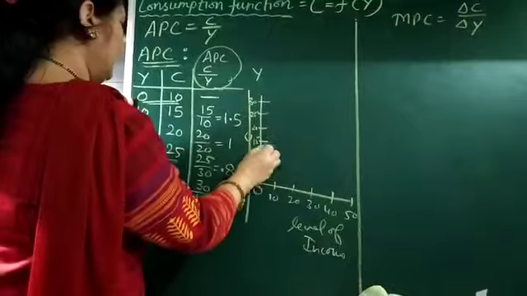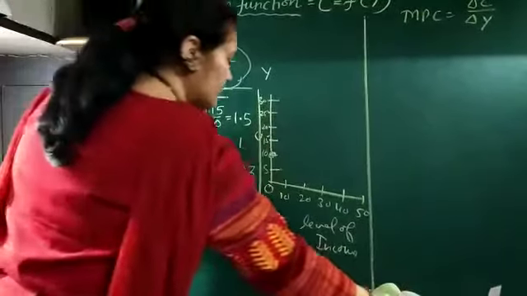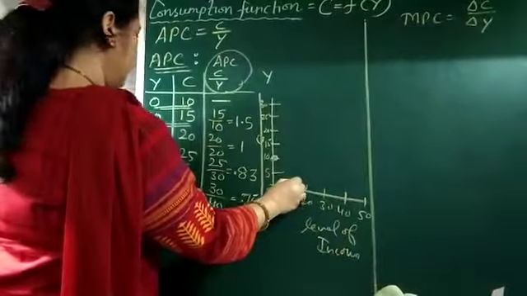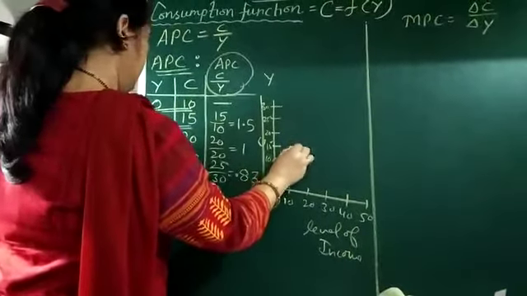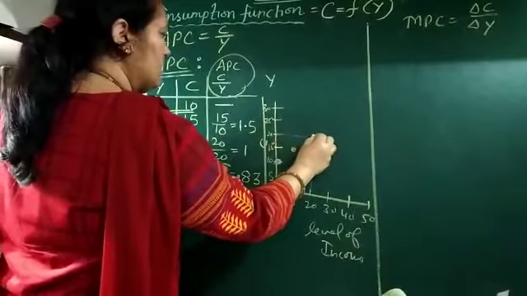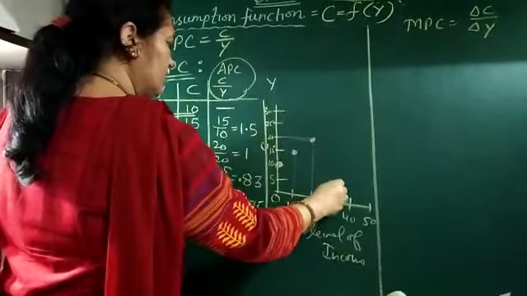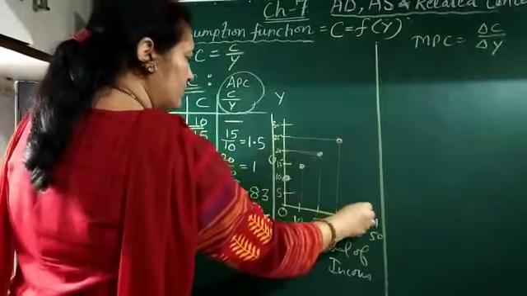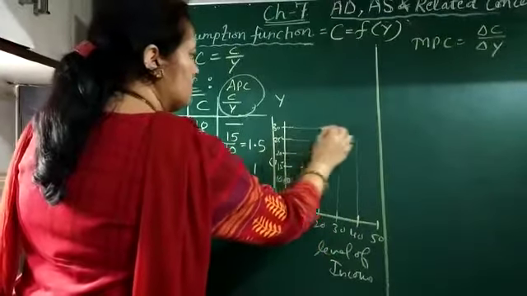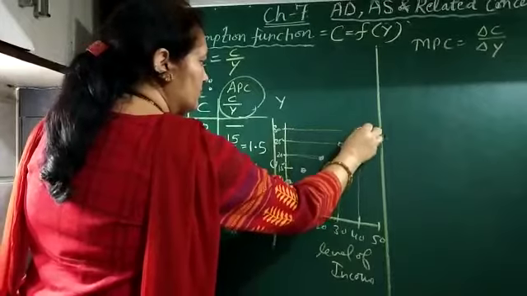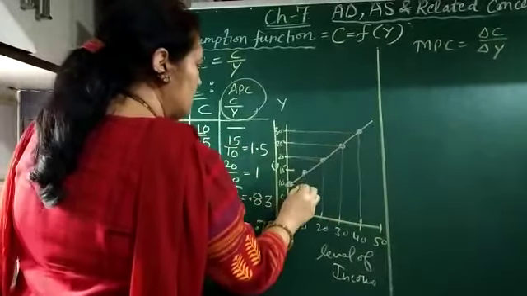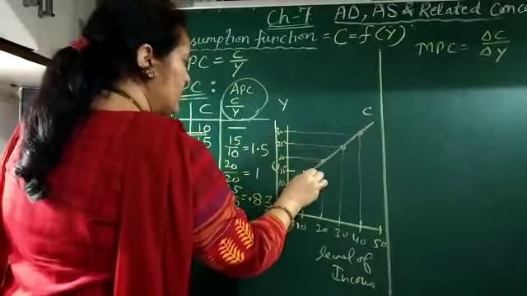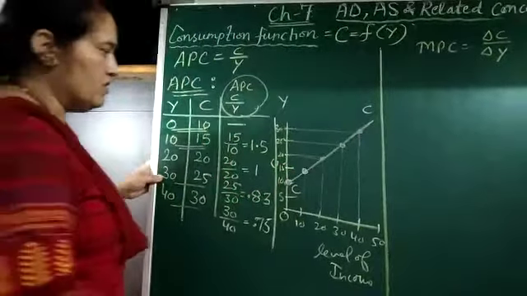At 0 income level, consumption is 10. At 10 crore income level, consumption is 15. At 20 crore income level, consumption is 20. At 30 crore income level, consumption is 25. And at 40 crore income level, consumption is 30. So this is CC, the consumption curve. Now let us derive APC on this given consumption curve.